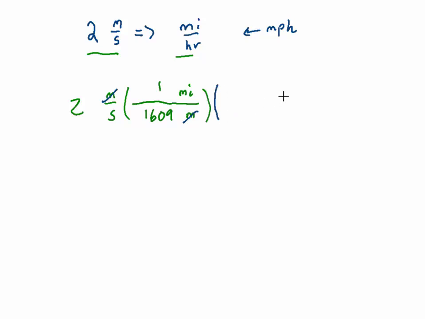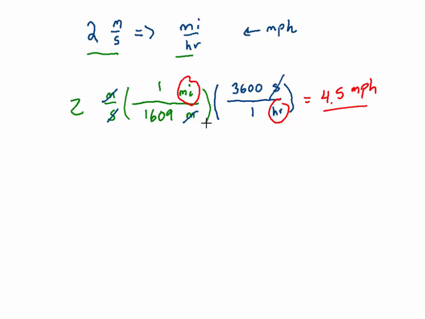But I don't want it in miles per second, I want it in miles per hour. I want to get rid of the seconds, so I'm going to put a second right up here and an hour right down there. I know that 1 hour has 60 minutes, and there are 60 seconds in a minute, so 60 times 60 is 3600. If I type into my calculator 2 divided by 1609 times 3600, I'm going to cancel out my seconds, and my answer is going to be in miles per hour, the units that are left over. You type that into your calculator, and you're going to get 4.5 miles per hour.